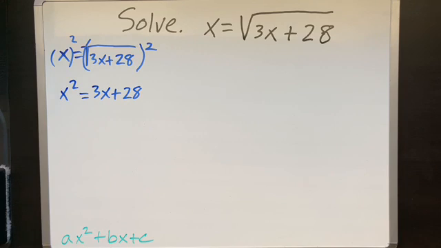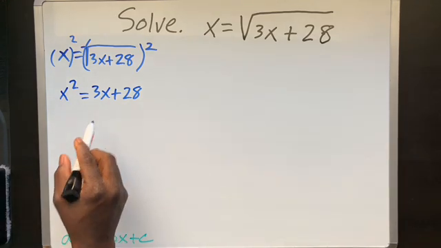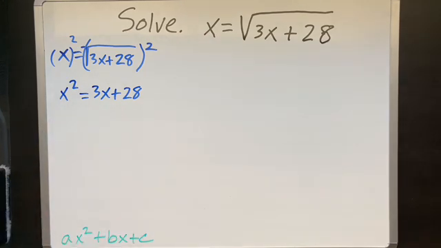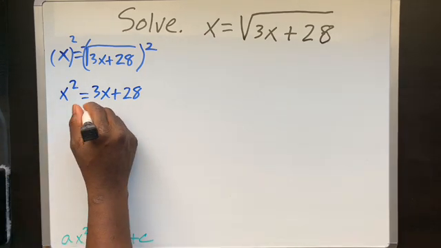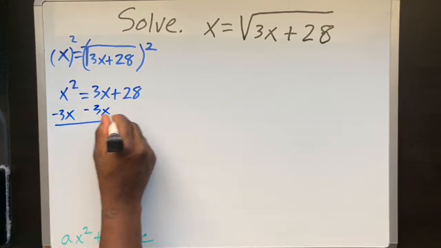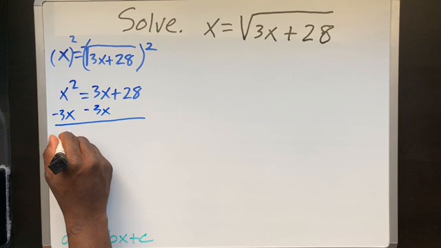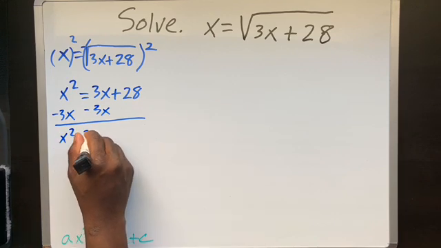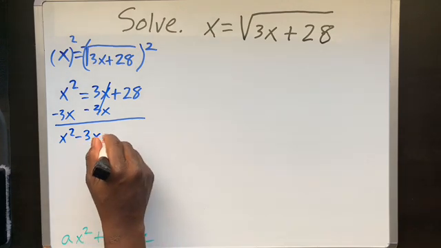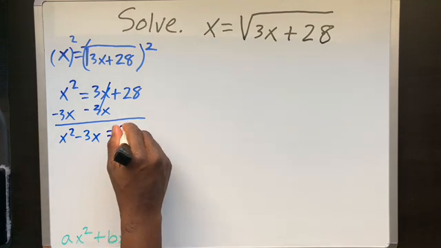We're going to manipulate it. First thing we want to do is subtract 3x from both sides and then subtract 28 from both sides. Let's do that one at a time. Minus 3 times x, minus 3 times x. So then we get x squared minus 3 times x. Remember that crosses out. And then bring down the equal sign. That equals 28.